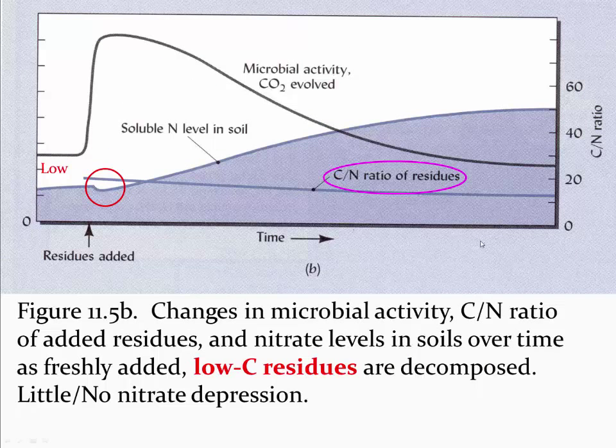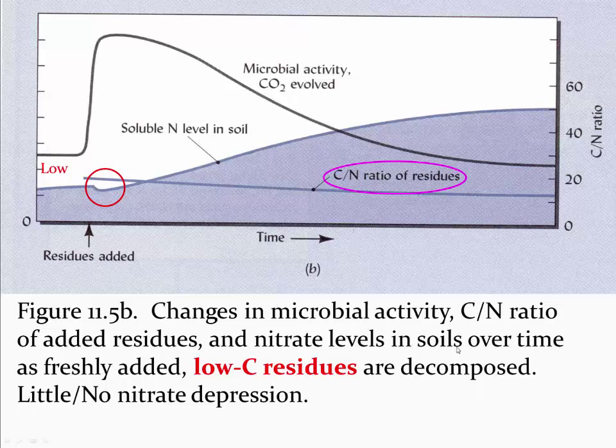Well, what about low carbon residues? Well, this is an example of low carbon residue, and here we have a very tiny nitrate depression, and in fact we start to build nitrate very rapidly in the soil. The reason is because the fresh residue that's added is low in carbon, and so the carbon to nitrogen ratio is already well below the 40-to-1 level, and so the microbes are able to decompose the material without really having to borrow much from the soil at all. And then in the process of breaking down organic material, more nitrate is released to the soil.